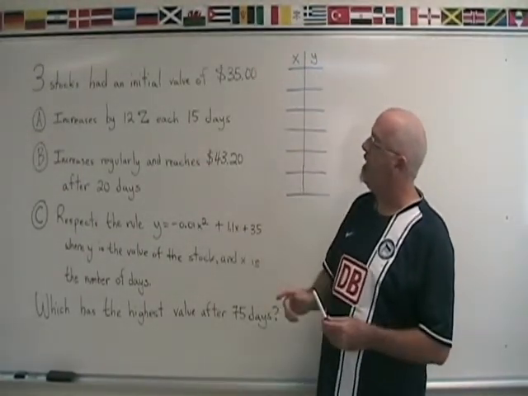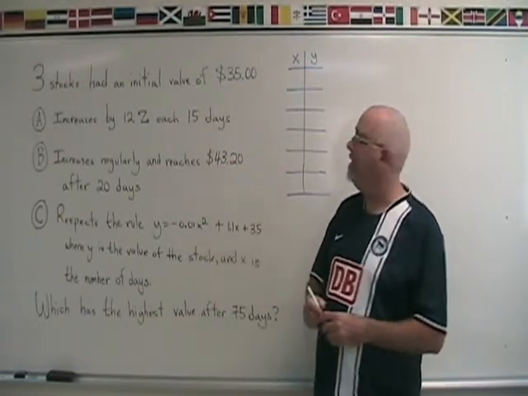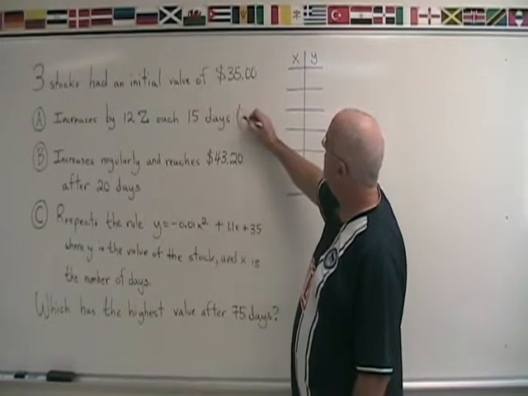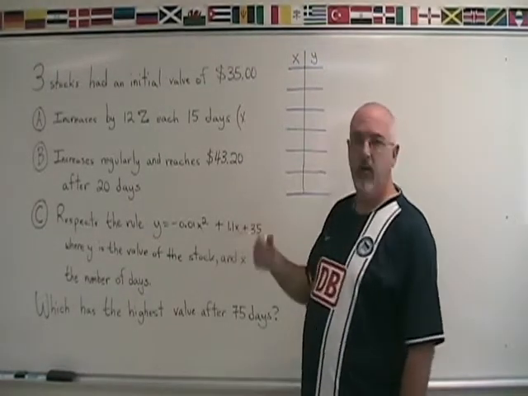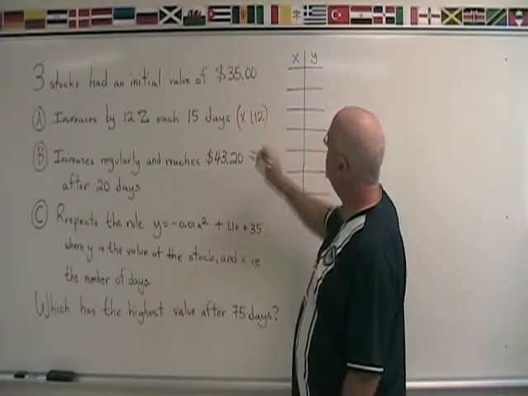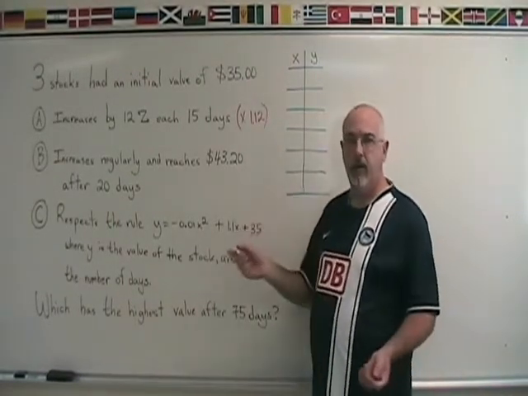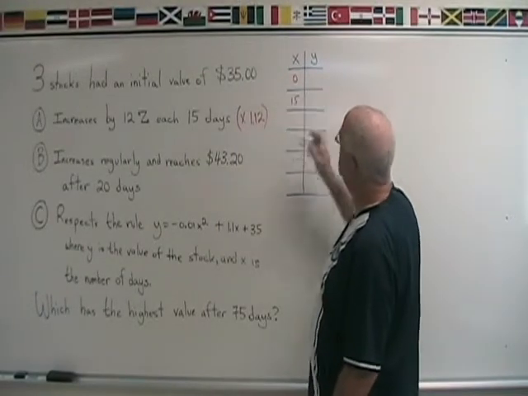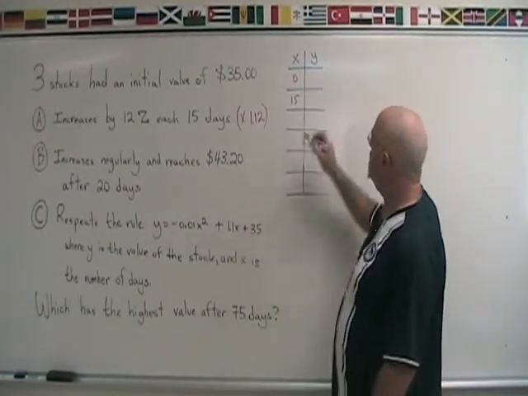What we are doing here, if it increases by 12% each 15 days, it means after every 15 days, we are multiplying the value of the stock by 1.12. And that will allow us to fill in a table of values easily, so long as we make sure that our x-coordinates are multiples of 15.